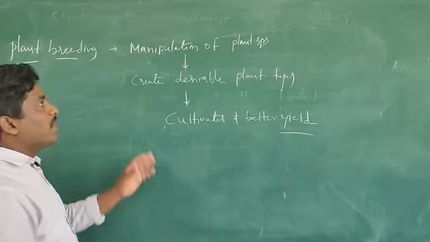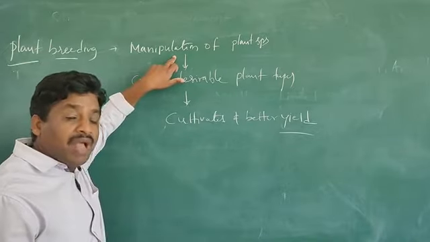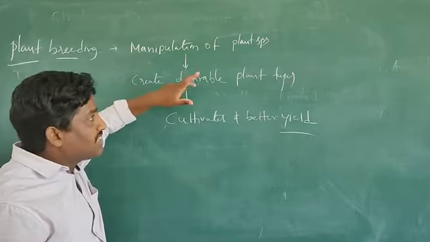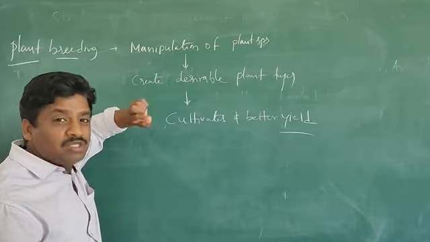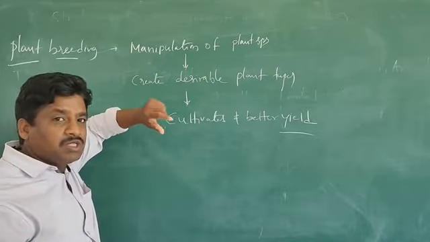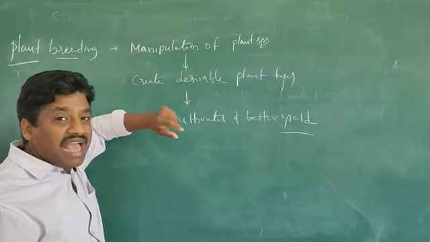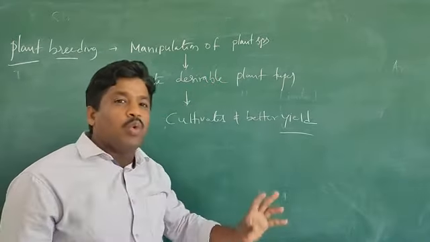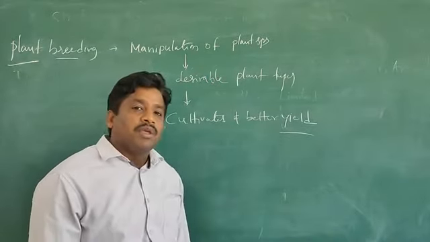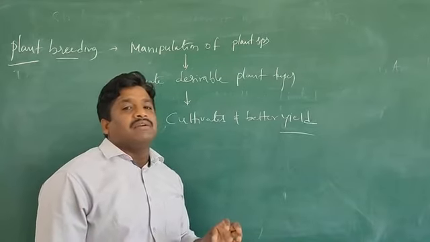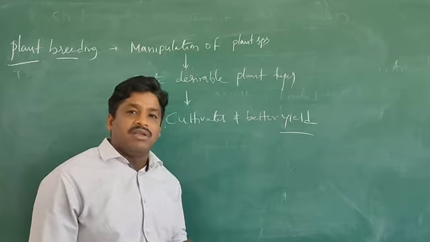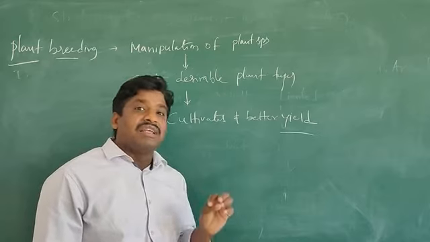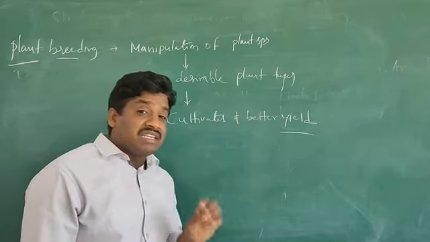Once again, it is the purposeful manipulation of plant species. Manipulation means change. From any plant species, a particular desirable character we have to change. Suppose a particular plant does not give yield. Which yield-producing genes are present in the plant? What genes give the yield?